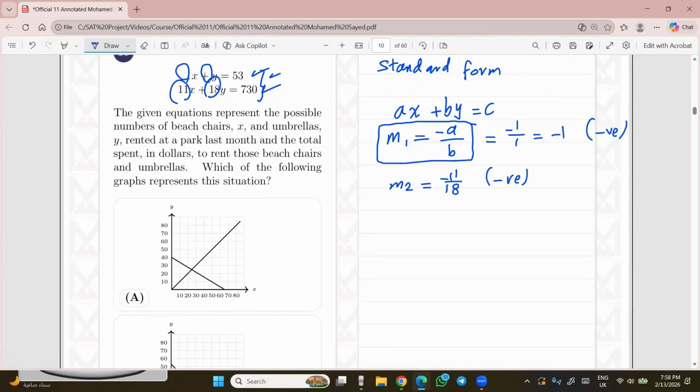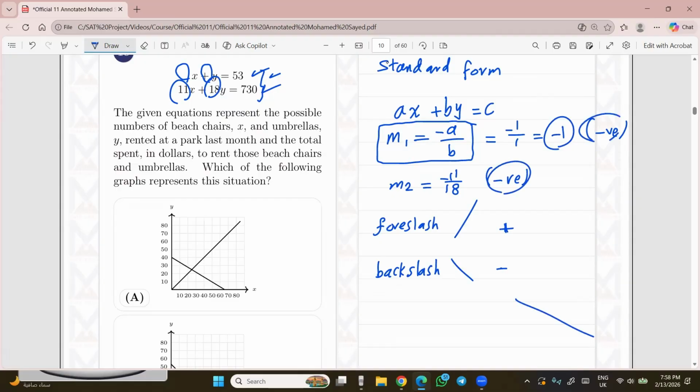So negative slope means something like the backslash. You know something called the forward slash? You remember this? A forward slash, something like this, is always positive. If the line is something like this, it's positive. A backslash, like this, is always negative. So because both of the equations have negative slopes, both of them are like this.